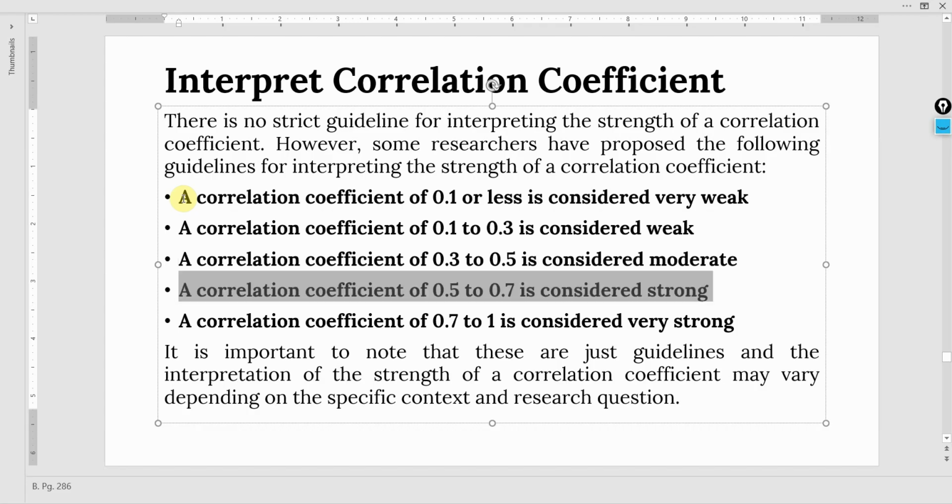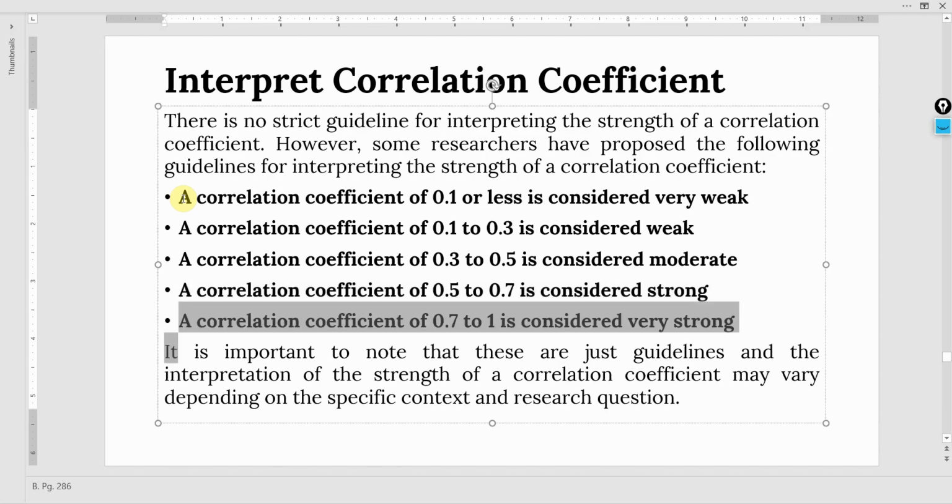A correlation coefficient between 0.5 and 0.7 is considered strong. Finally, anything over 0.7 is considered very strong. Obviously, a correlation coefficient over 0.85 would mean there are issues of multicollinearity. That means that both these constructs whose relationship is being assessed are actually measuring the same thing. They are more or less identical.